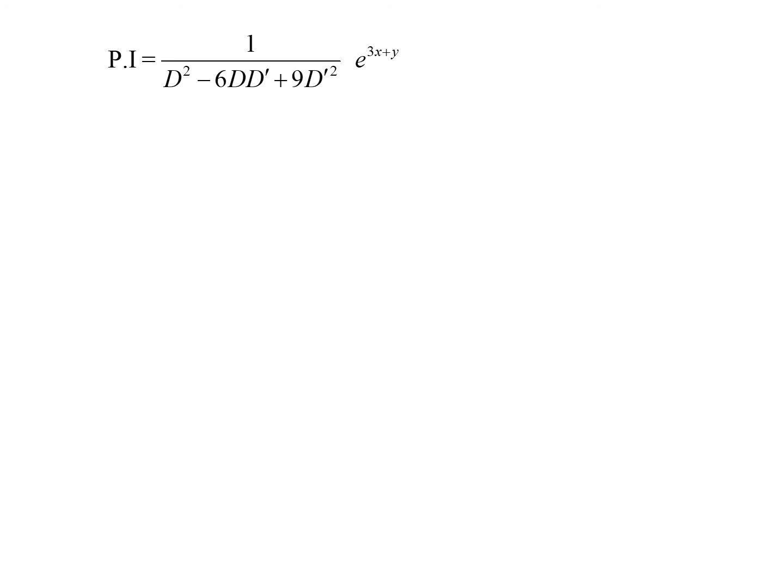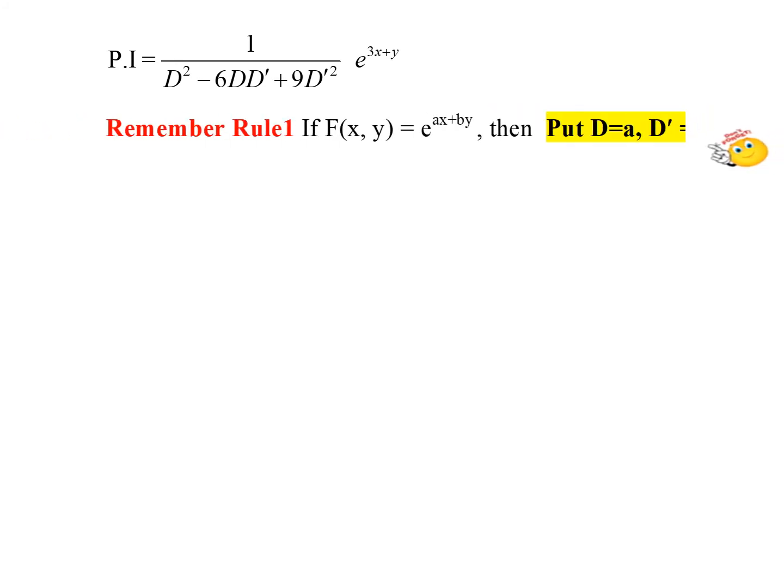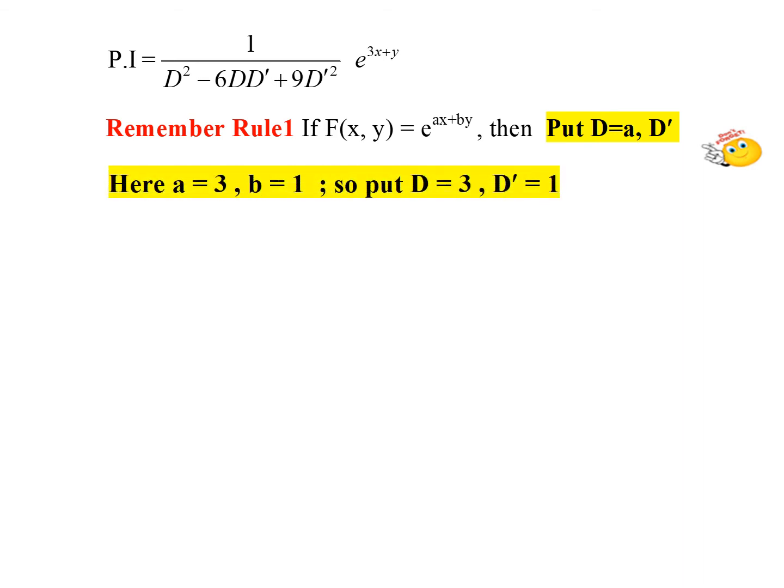This is the formula: 1 by the operator operated on the right side function. Now observe this. The function is an exponential function. So what is the rule you have to apply? You have to apply the first rule. Whenever you have an exponential function, put D equal to a and D' equal to b. So here we have a equal to 3, the coefficient of x, and b equal to 1, the coefficient of y. So we have to put D equal to 3 and D' equal to 1.